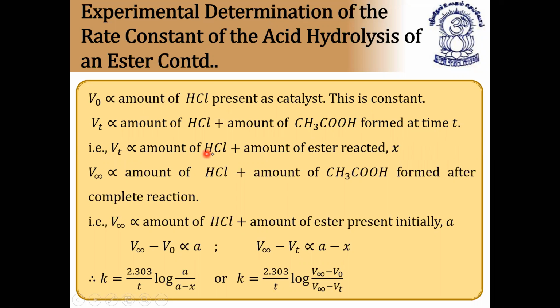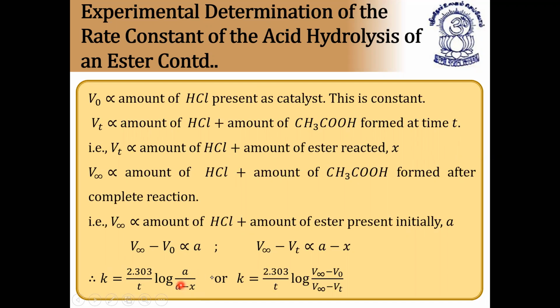So Vt is proportional to the amount of HCl plus the amount of ester reacted, and V infinity is proportional to the amount of HCl plus the amount of acetic acid formed after completion of the reaction. So V infinity is proportional to the amount of HCl plus the amount of ester present initially, A. By this, we can arrive at a simple direct formula. You know the integrated equation for first order kinetics: K is equal to 2.303 by t log of A by A minus x.